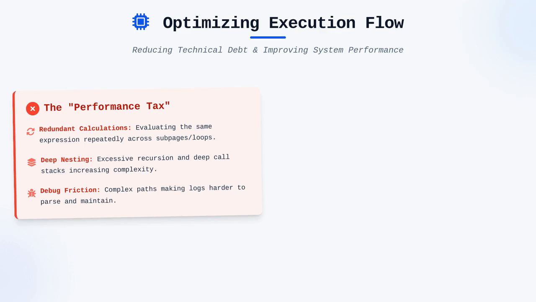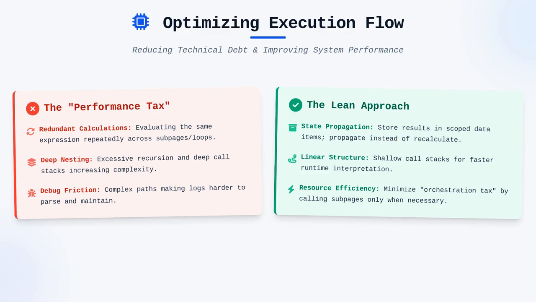Redundant calculation stages are a common source of technical debt that silently degrades system performance over time. We often see patterns where developers evaluate the same expression across multiple subpages or within tight loops, unnecessarily consuming CPU cycles. Instead of recalculating a value, store the result in a well-scoped data item and propagate that state through your process flow. Similarly, examine your subpage nesting depth, as excessive recursion or deep call stacks can increase the complexity of your execution path and make debugging logs harder to parse.